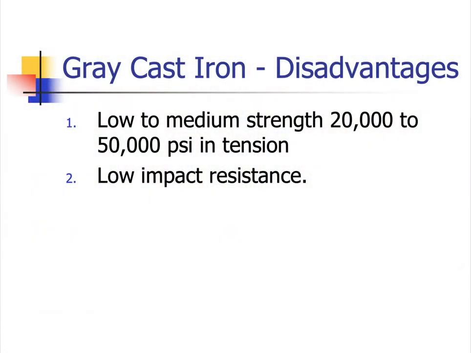Let's see what the disadvantages of gray cast iron are. So low to medium strength, 20 to 50,000 pounds per square inch in tension. Okay, so we talked a little bit about steel maybe last lecture. Steel might have 60,000 pounds per square inch, like a weak steel. So it's not as strong as steel. And it's got low impact resistance.